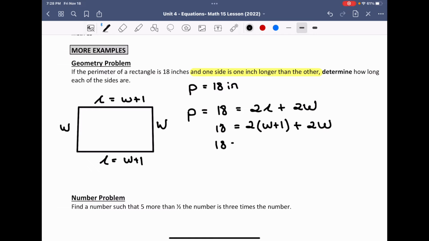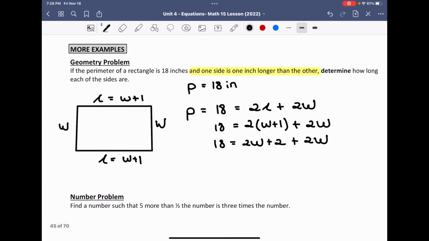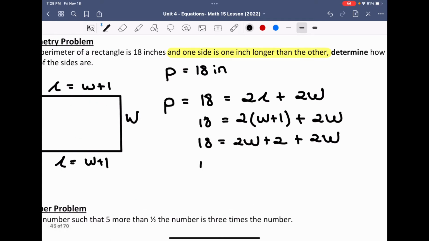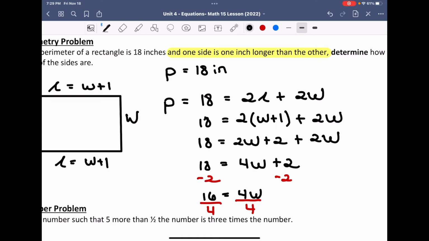I get 18 is equal to 2W plus 2 plus 2W. I'll collect my like terms on the right-hand side here and get 18 is equal to 4W plus 2. If I subtract away that 2 that's being added, I now will have 16 is equal to 4W. And therefore, if I divide away this 4 and divide away this 4 from both sides, I will get finally a W value equal to 4, or 16 divided by 4.